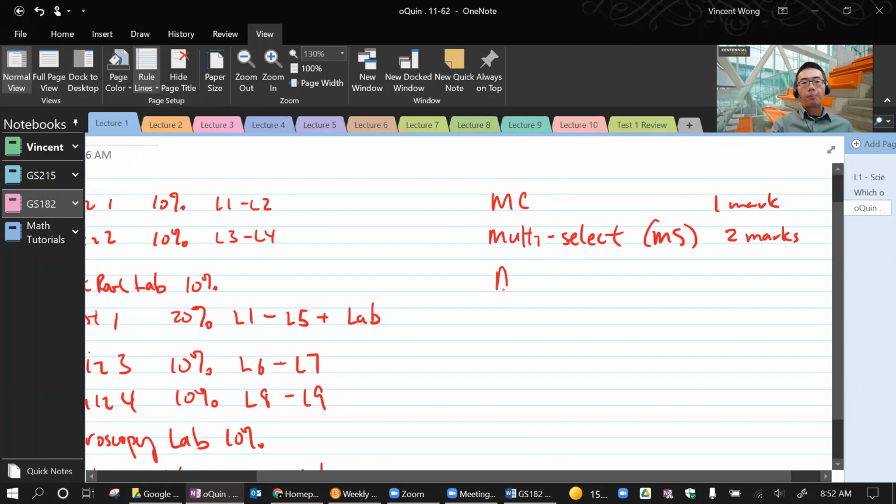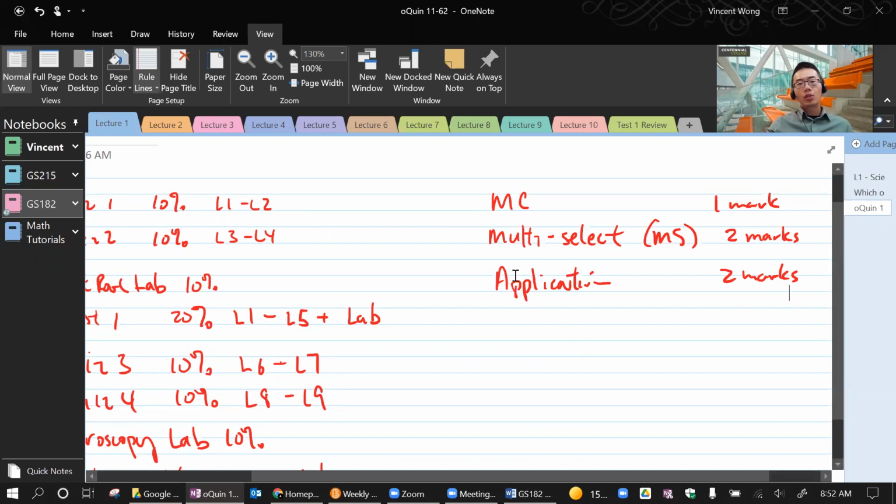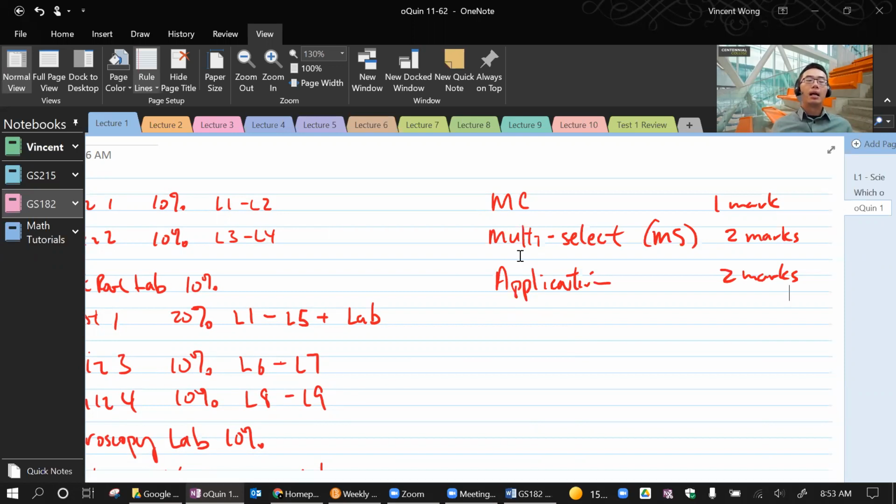And then there are application questions. These questions are also worth 2 marks. They are not as straightforward, and you would have to apply what we've done in class in order to answer them. These are the questions that adjust for the advantage that students get due to the online environment.